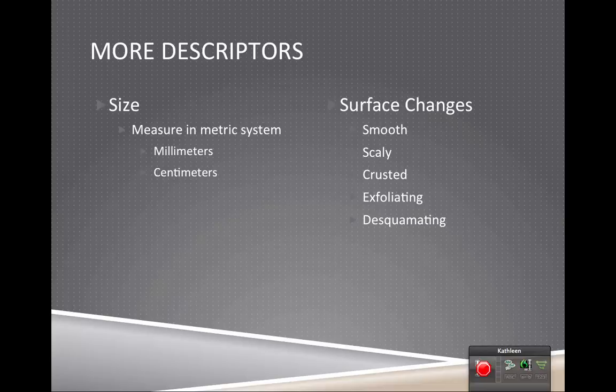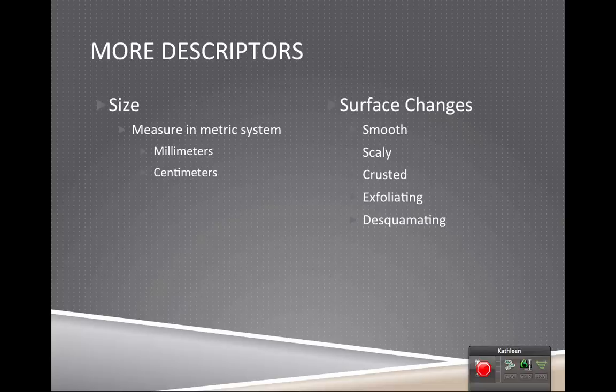Difference between scale and crust. A scale is dry, dead skin. There was never anything wet in a scale, whereas crust is previously wet and now dried. When you measure, you want to measure always in millimeters or centimeters using the metric system. Know that 1 inch equals 2.54 centimeters, and 10 millimeters equals 1 centimeter.